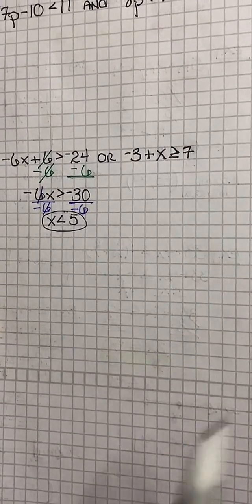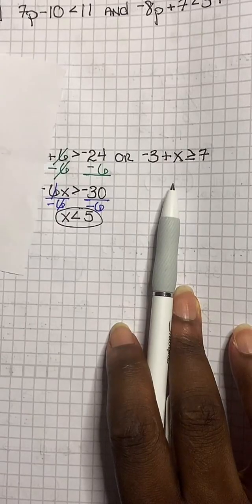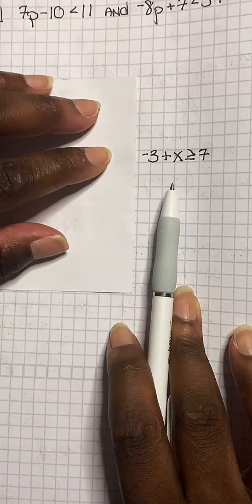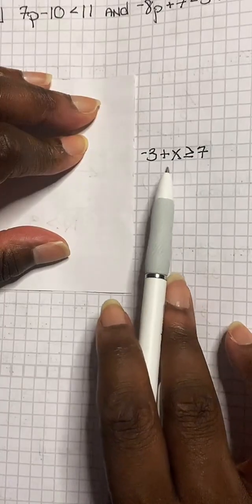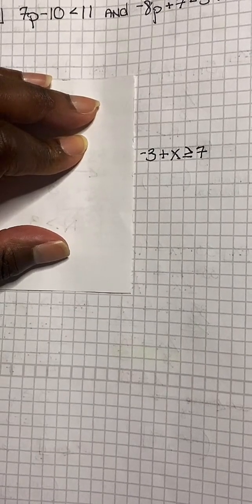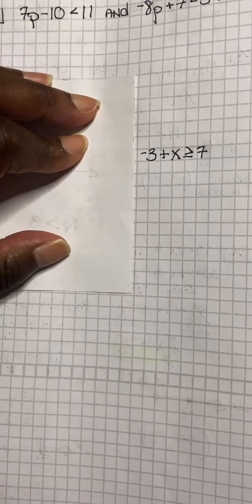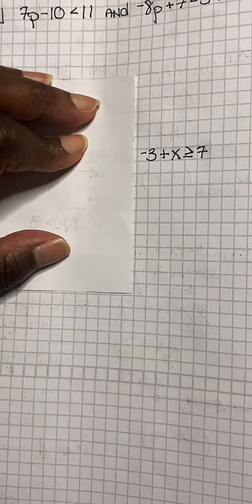Okay, so now we got this one over here. So we're going to cover this up. Now we're going to do the solving of this inequality. So negative 3 plus x is greater than or equal to 7. So what do we need to do so we can get x by itself?